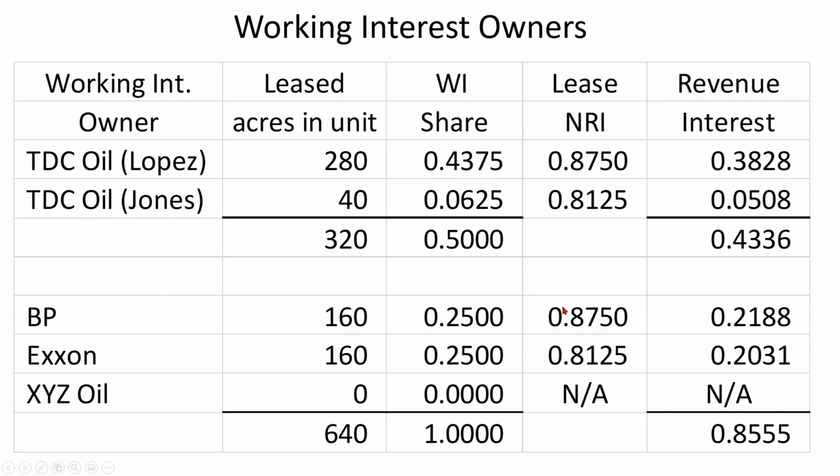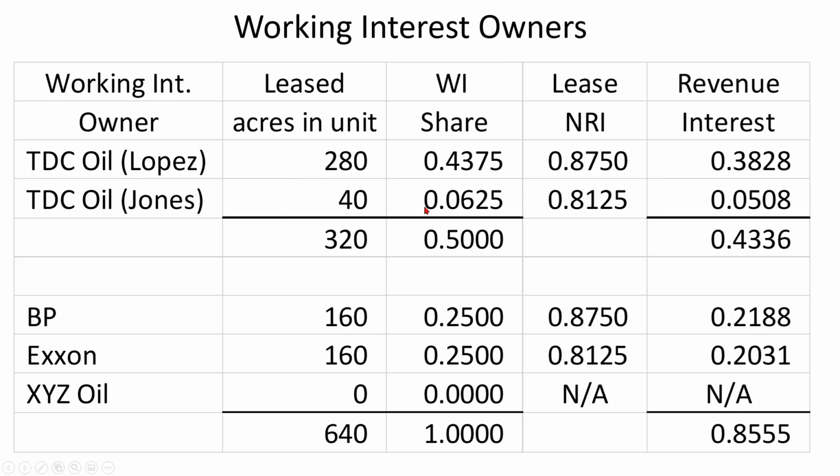All right, let's go to the working interest partners. Over here you have the oil companies: TDC Oil, BP, Exxon, and XYZ is that other company. TDC Oil leased 280 acres from the Lopez family and 40 acres from the Jones family. So what you do is take the area of the lease, 280, divided by the total, 640, and their working interest share on this lease would be 0.43. The lease net revenue, because they got a 1/8 royalty, is 0.875. So you multiply 0.43 times 0.87 and you get 0.38. That's going to be the revenue interest on this lease.